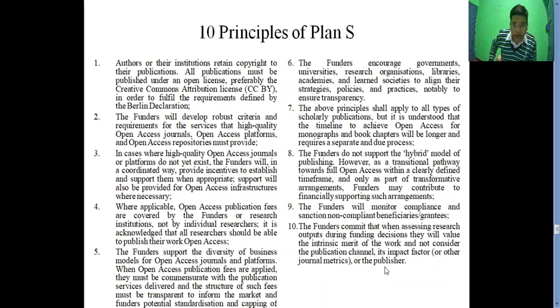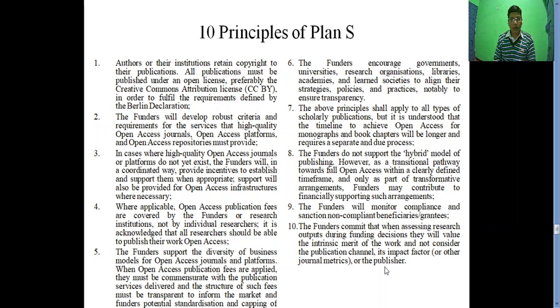What are the ten principles of Plan S? Principle 1: authors or their institutions retain copyright to their publications. All publications must be published under an open license, preferably the Creative Commons Attribution license, in order to fulfill the requirements defined by the Berlin Declaration.